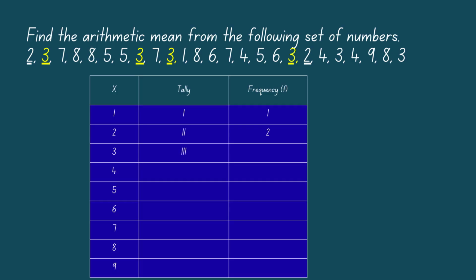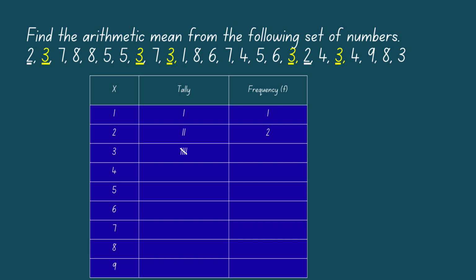Fourth 3 here. One more tally mark here. We have the fifth 3. Now here's the fun part. The fifth tally is always put across the first four. Alright, so this 5 makes a bunch.